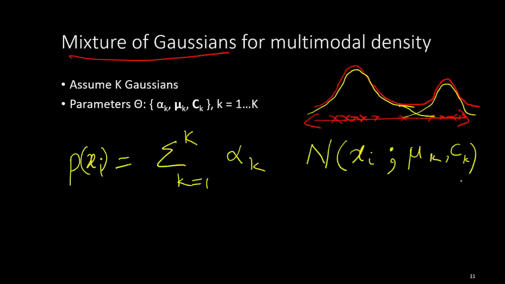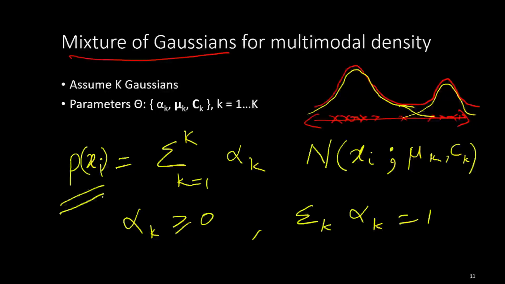Okay. And the constraint is that all alpha k is greater than or equal to 0, and the sum over k of alpha k is equal to 1. So because each Gaussian itself integrates to 1, their sum should also integrate to 1. Only then is this a probability density function. And for their sums to integrate to 1, we need the weights to be non-negative, and we need them to add up to 1.